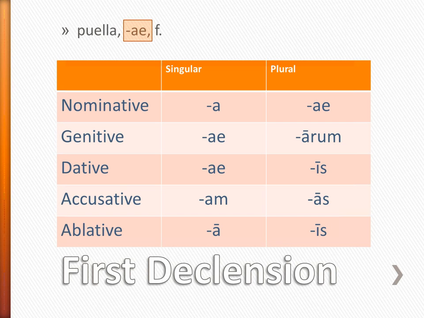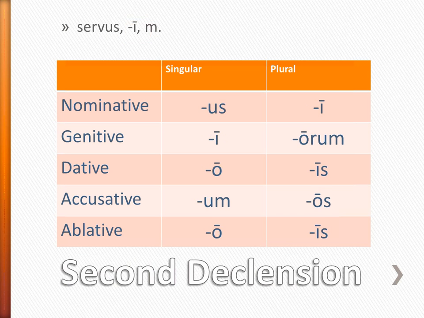A song to help you remember the first declension is Twinkle Twinkle Little Star, and it goes like this. A, AE, AE, AM, long A. AE, ARUM, IS, AS, IS. Now the first declension's through. You spell out all of the endings for the first declension to Twinkle Twinkle Little Star. And you have to say long A for the ablative, because it's very important that that A is long.